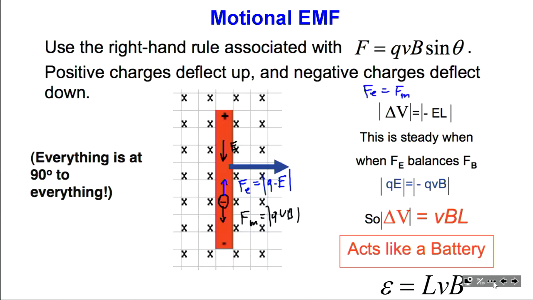That is when equilibrium is reached. It happens for a fraction of a second very quickly. And the equation tells us QvB should be equal to QE, and the charge is getting canceled. And that gives us the relationship between speed, magnetic field strength, and electric field strength.